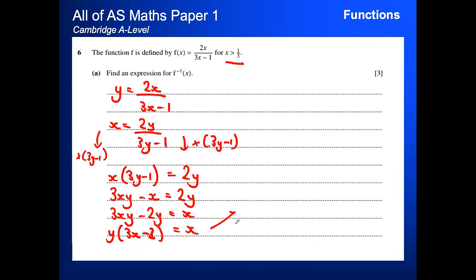is equal to x, and therefore if we divide through by the bracket, we get y is equal to x over 3x minus 2, which is also equal to the inverse. So this is the nicest and tidiest way to actually put your function, so just having everything as positive as it can be, so plus x here and 3x here as well.